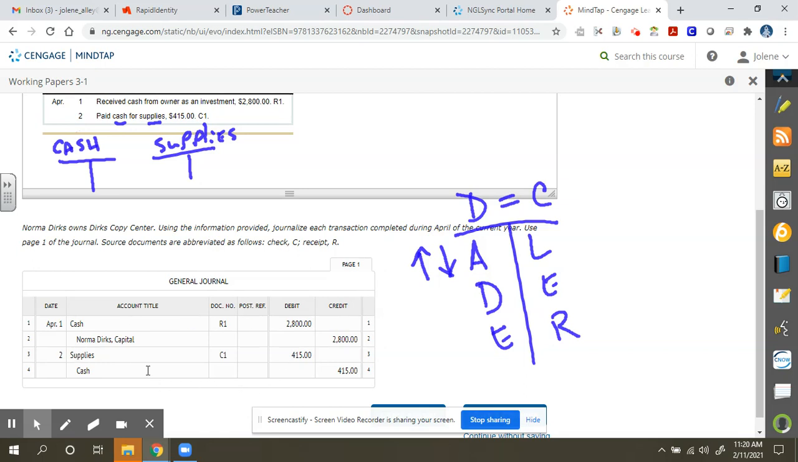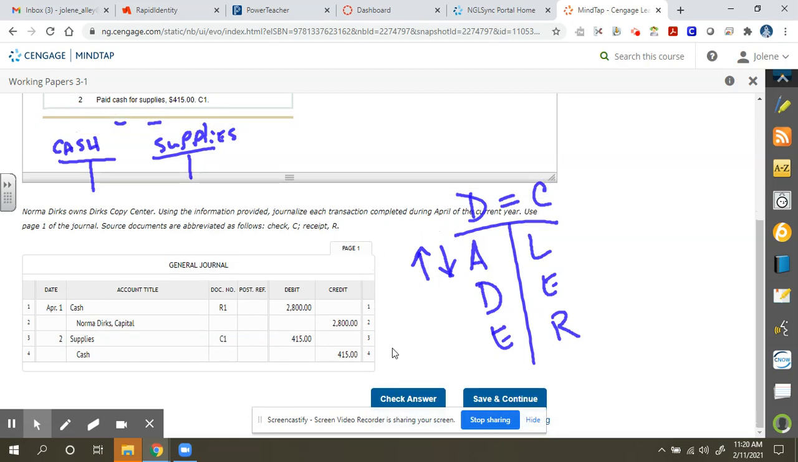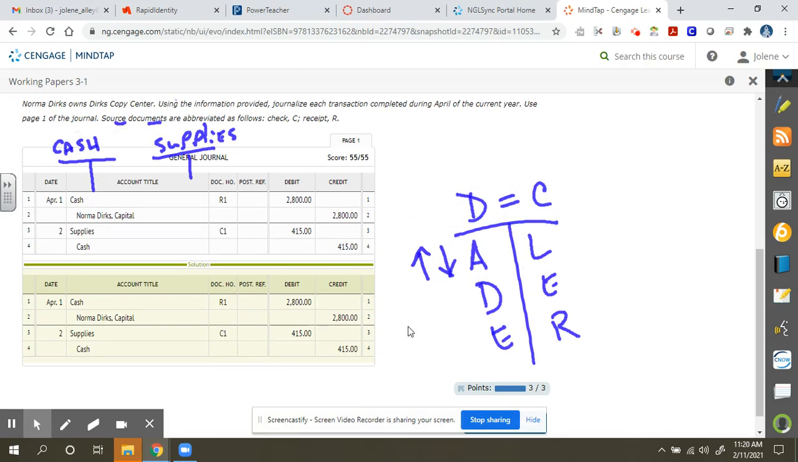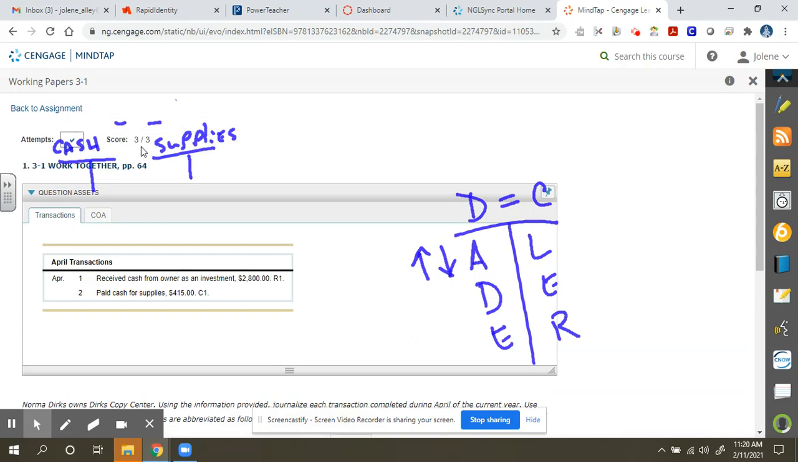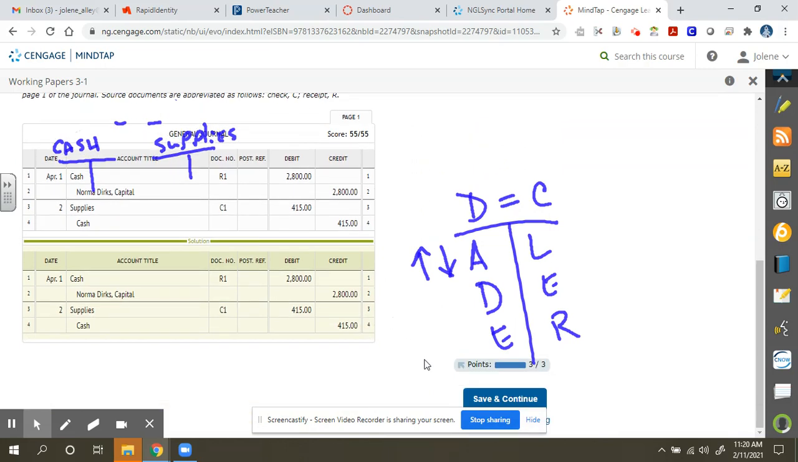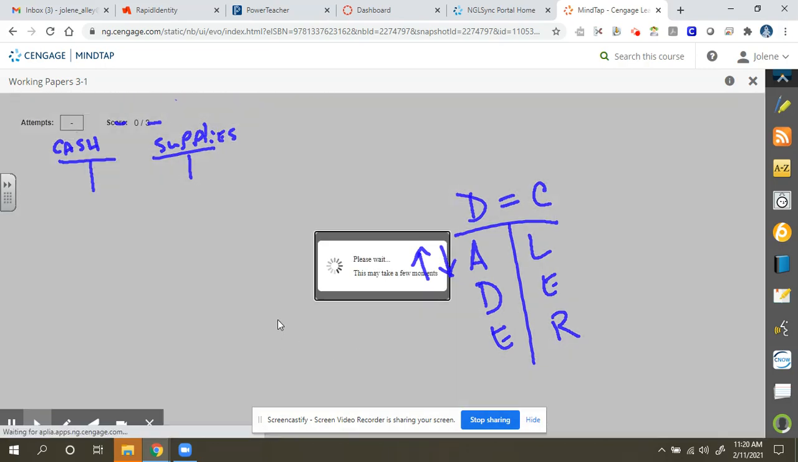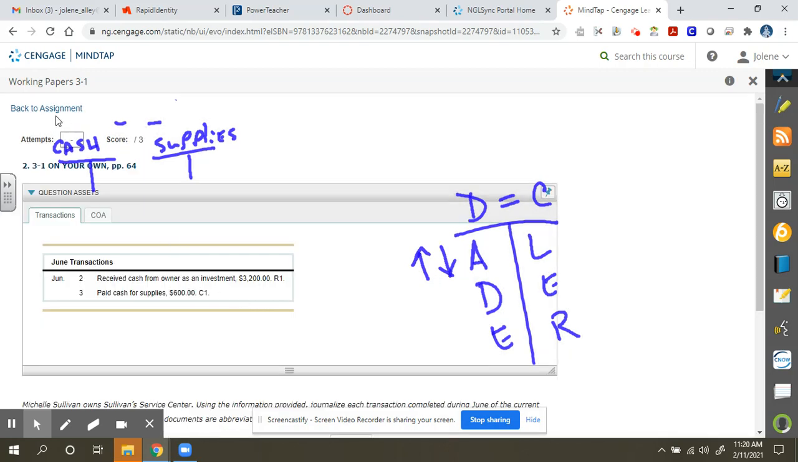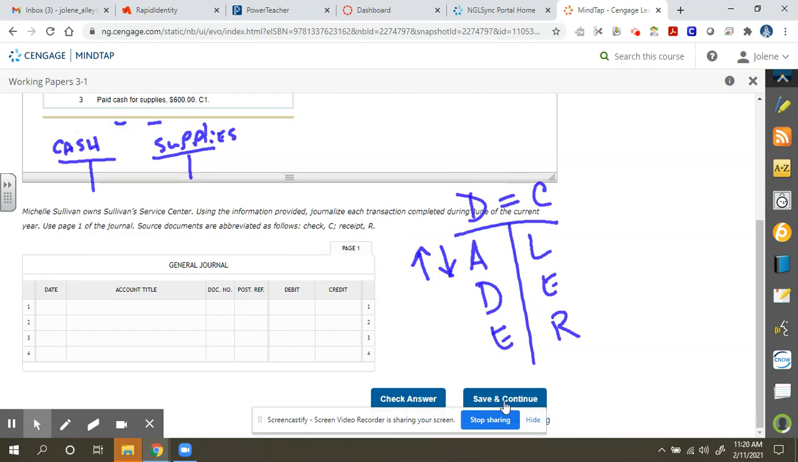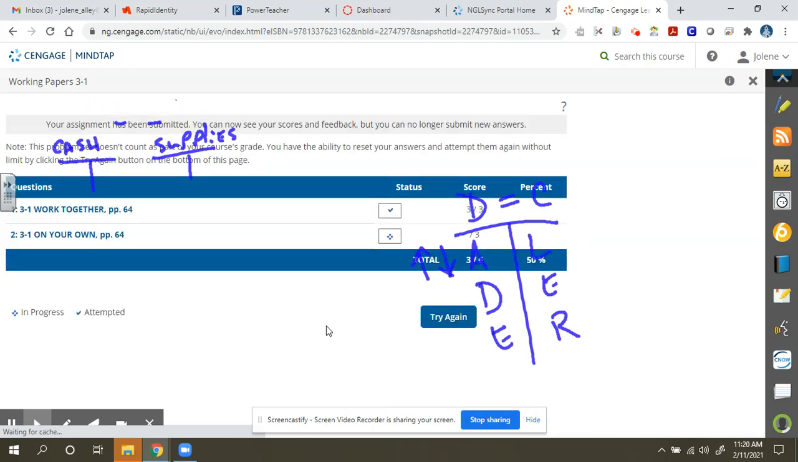Okay, so that's all there is to this one. You can check your answers. Looks right. It says up here, score 3 of 3. Okay, so now you can go on, save and continue, and I'm going to let you do that one on your own. All right, and submit that. Once you've done that, submit that. And then I'm going over here to 3-2.